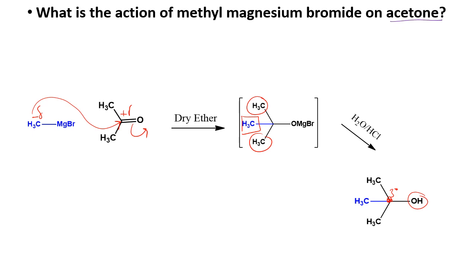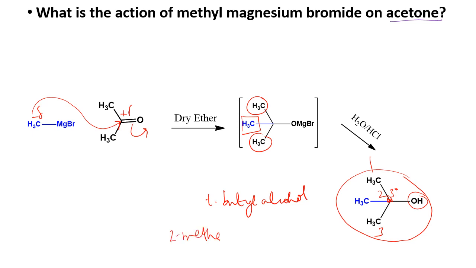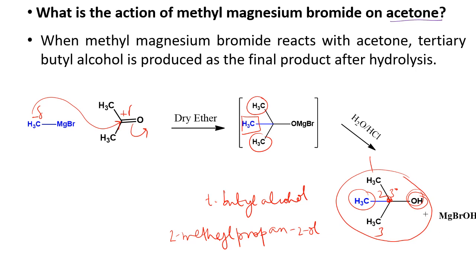As far as the name of this compound is concerned, it is known as tertiary butyl alcohol, right? And it can also be named as, I can number it 1, 2, and 3. A 3 carbon chain is the longest chain, so I can name it as 2 methyl propane 2 ol. Propane is the 3 carbon chain. On the second carbon, we have methyl, we have OH, both the groups are there. So it is 2 methyl propane 2 ol. This is how we can complete the reaction with acetone.